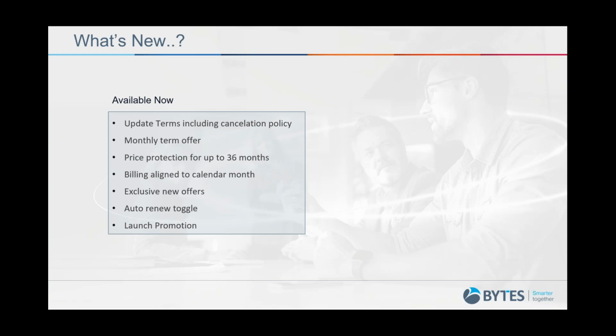With regards to the exclusive new offers, Microsoft will release new offers in CSP that perhaps won't be available through other programs. There's now the ability to toggle between auto renew on or off. That's live within our cloud dashboard. So you will have the ability to select that on behalf of your customers as to whether you offer auto renew on online subscriptions or not. And finally, there'll be 2 launch promotions, which I'll come on to in a bit more detail.